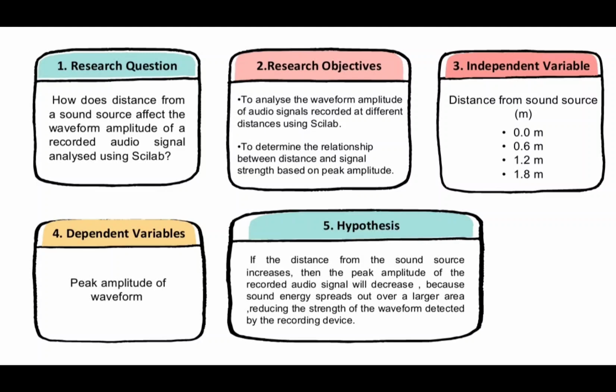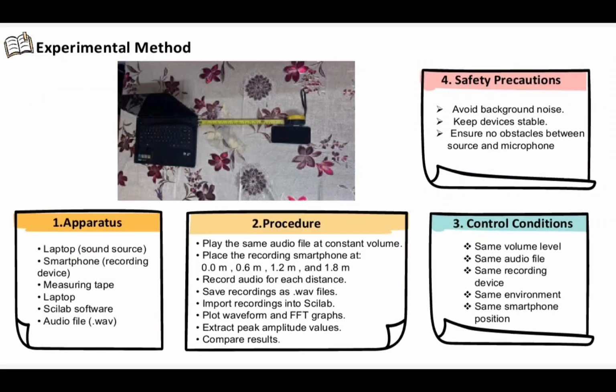Our independent variable was the distance, which we test at 0, 0.6, 1.2, and 1.8 meters. And we measure the peak wave height as our dependent variable. We predict that as distance goes up, the wave height will go down. This is because sound energy naturally spreads out as it travels through the air, leaving less strength for the phone microphone to pick up. Let's look at my test setup shown in this schematic diagram.